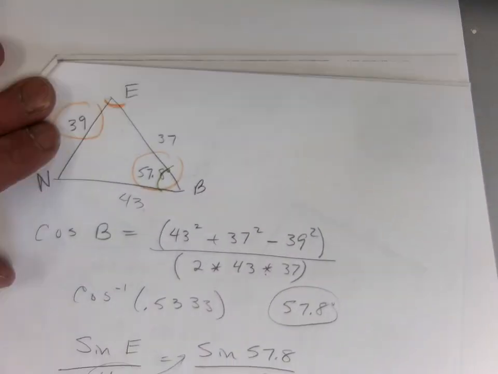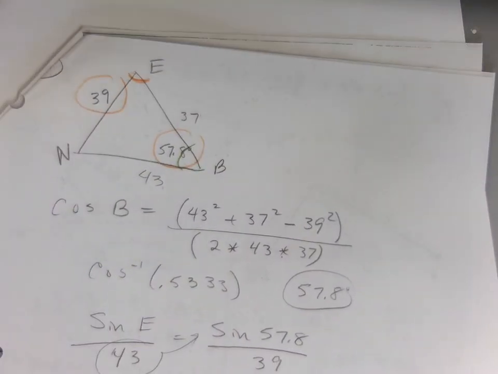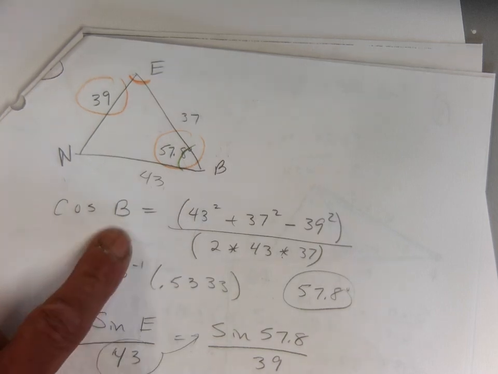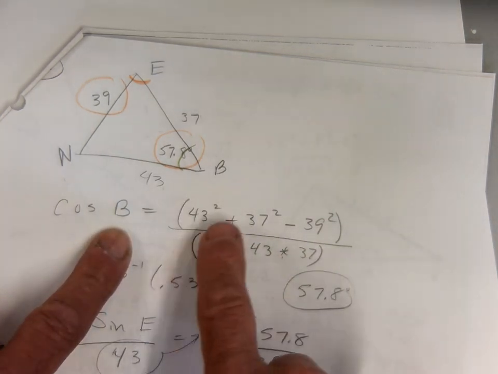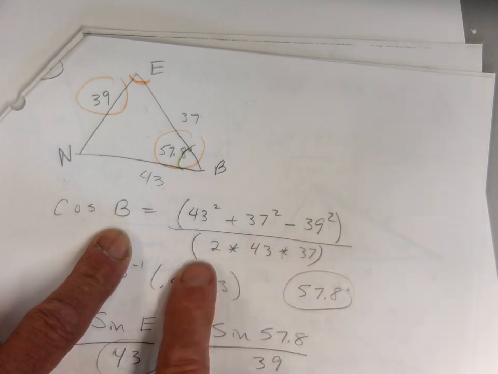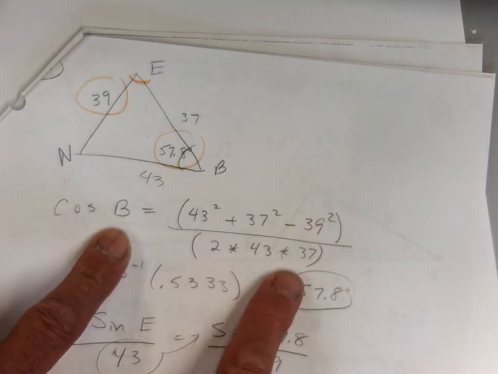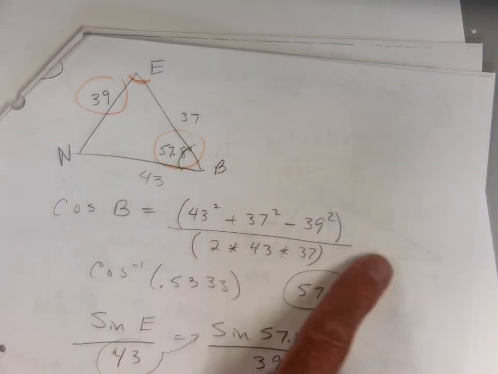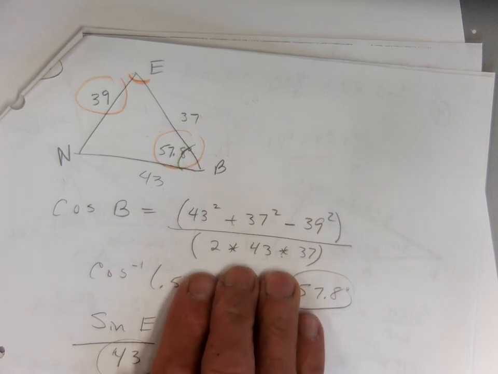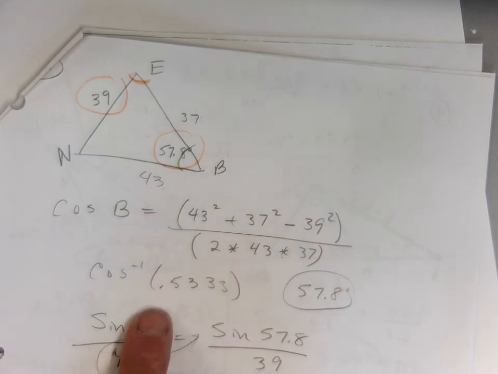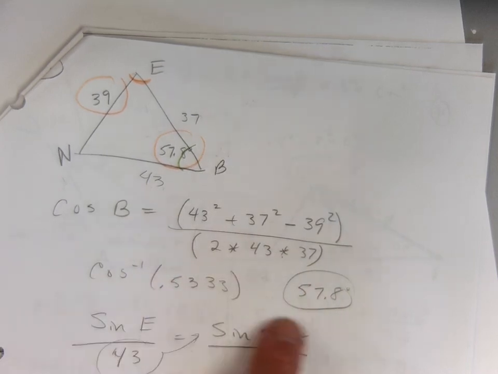Number three, I don't have a pair of opposites, so I have to find an angle. I have side, side, side. So I found cosine of B: adjacent squared plus adjacent squared minus the opposite squared over 2 times the adjacent times adjacent. I have to really be careful with parentheses and put that in my calculator. I got a decimal. I took the cosine inverse, and I got my angle.